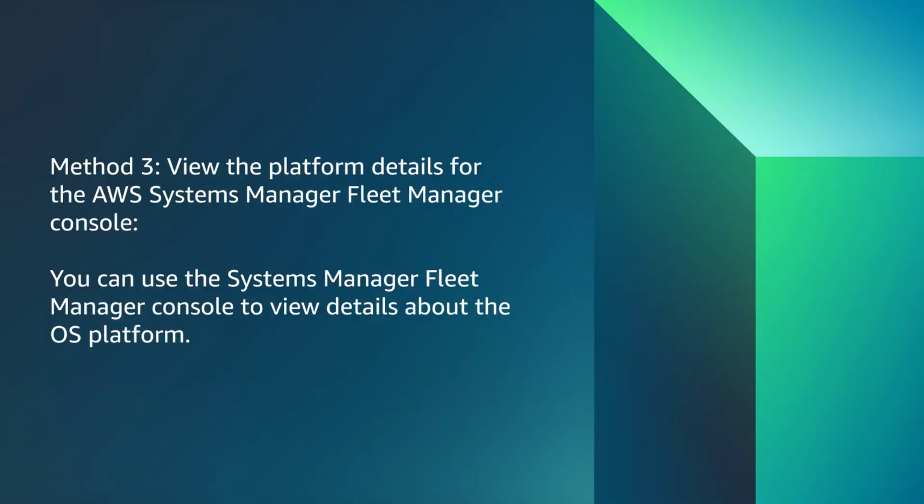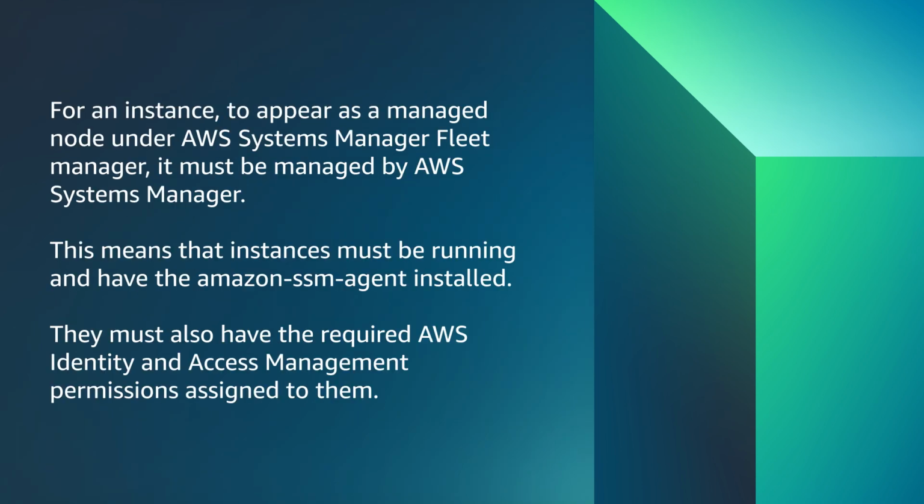View platform details from the AWS Systems Manager Fleet Manager console. You can use the Systems Manager Fleet Manager console to view details about the OS platform. For an instance to appear as a managed node under the AWS Systems Manager Fleet Manager, it must be managed by AWS Systems Manager. This means that instances must be running and have the Amazon SSM agent installed. They must also have the required AWS Identity and Access Management permissions assigned to them.